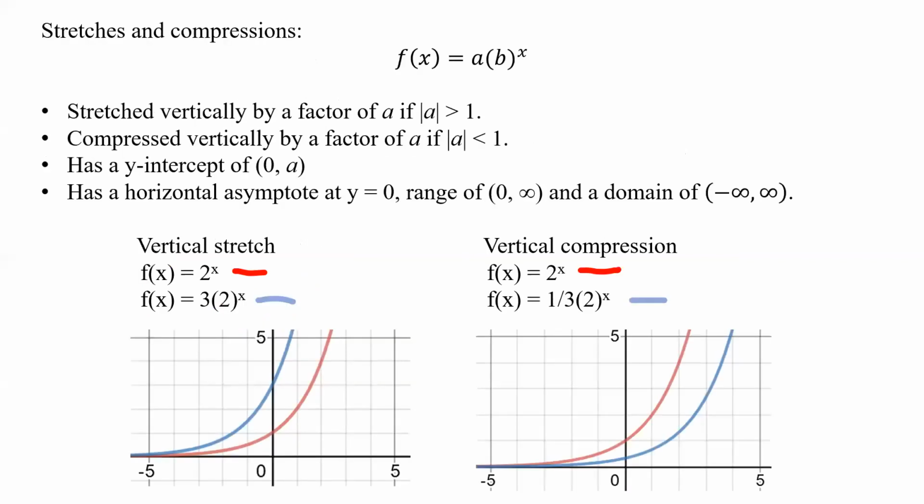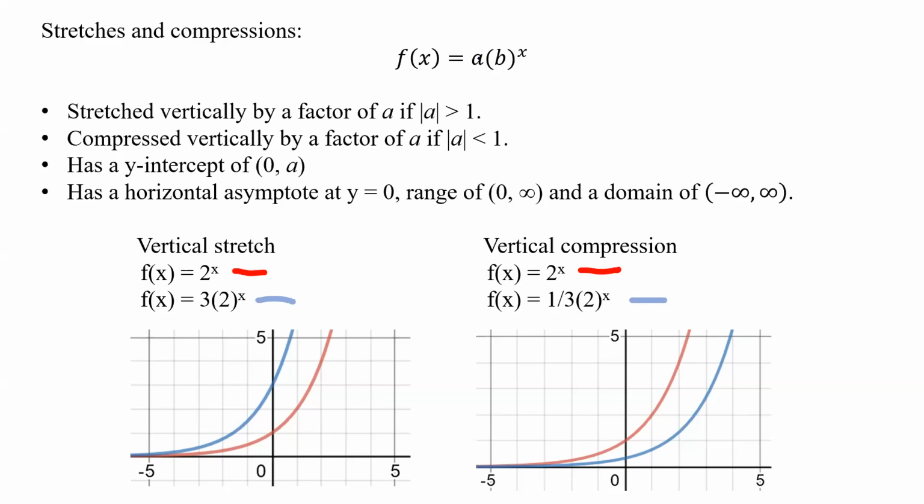All right, so the next thing we can do is stretches and compressions, and this takes into consideration that A, their initial value. What the A does is, again, we're going to stretch it vertically if the absolute value of it is greater than 1. So it's going to basically push it up. So if we initially had just 2 to the x, and we multiplied it by 3, it's going to be all the way up here. It's going to multiply that 1 times 3 and get us a 3.